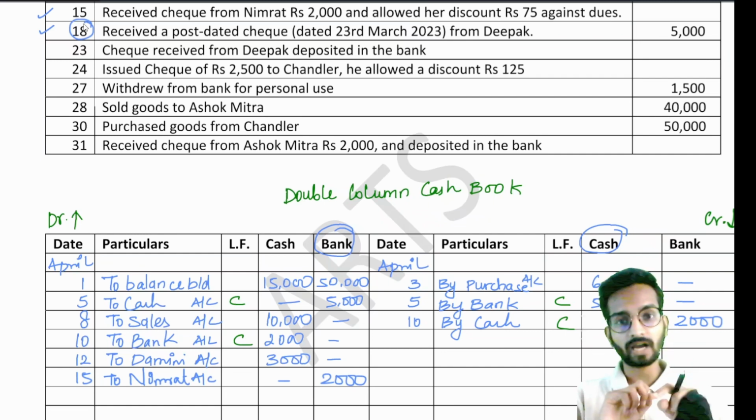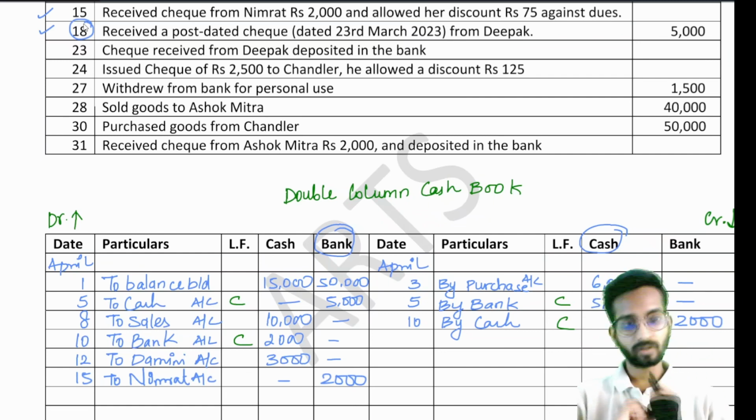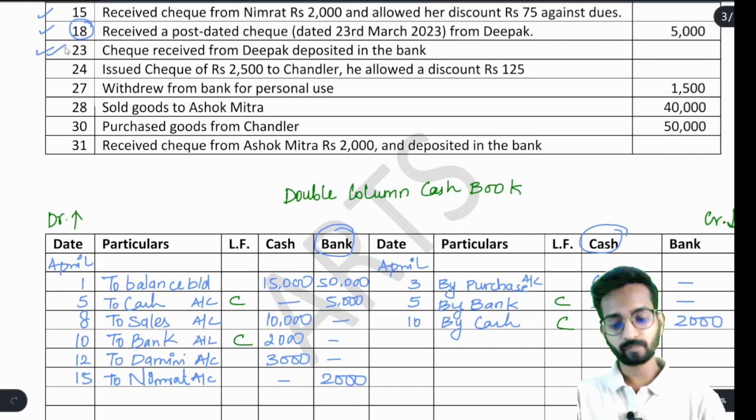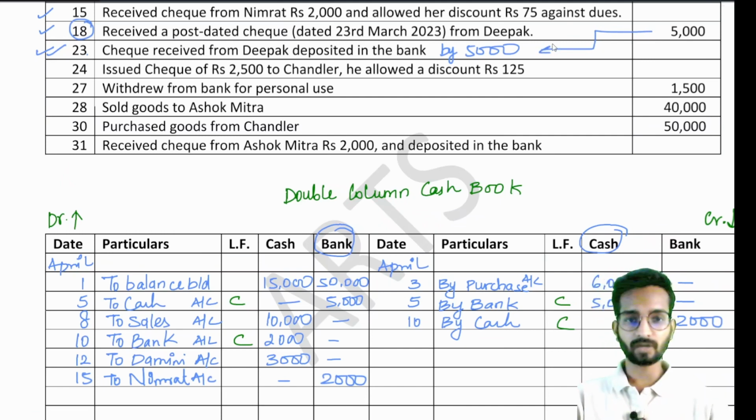You have to deposit it after 5 days on 23rd March. Only that day you will get the money. Okay, now the 23rd April came. Check received from Deepak was deposited into the bank. It means our bank account will increase on 23rd by how much? By 5,000 rupees. The same 5,000 rupees, obviously the check he has given.